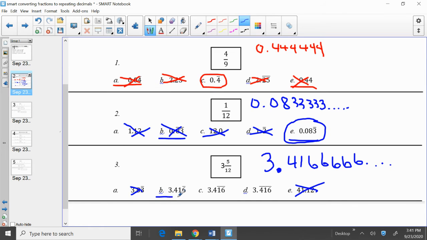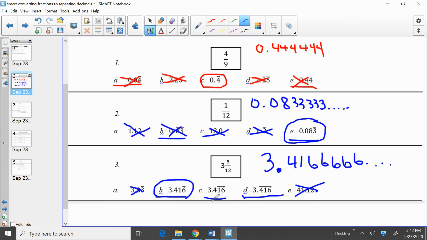So I have 3 possible answers. This one, and this one. So the question is, what repeats? Does the 3 repeat? No. Does the 4 repeat? No. Does the 1 repeat? No. Only the 6. So I'm looking for an answer where only the 6 repeats. So I look here, 3, that doesn't repeat. 4, that doesn't repeat. 1, that doesn't repeat. 6, that repeats, the only thing. So that must be the answer.